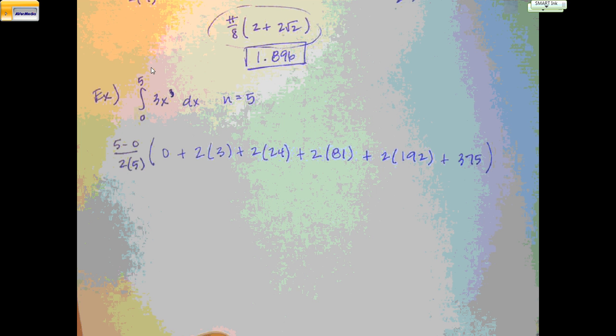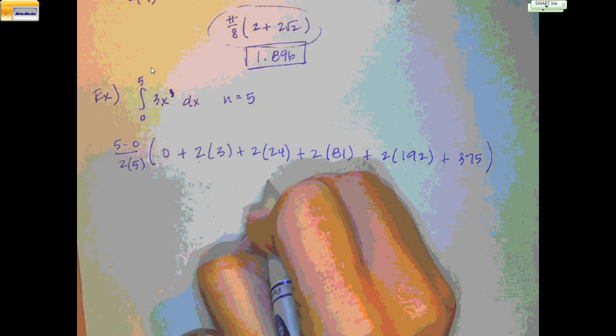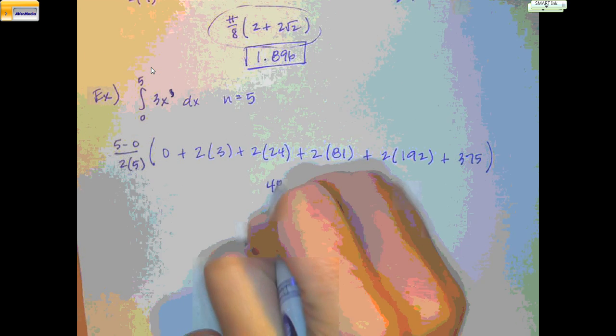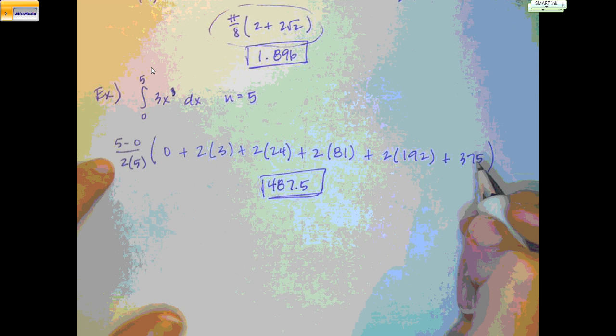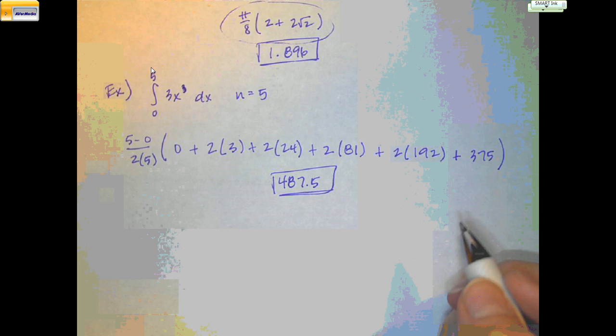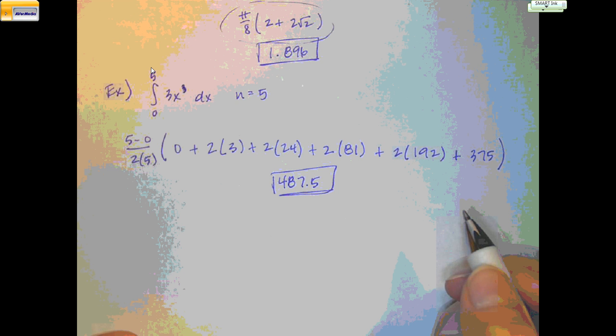Anybody? 975. 487.5. Don't forget, you can't forget to multiply by that half. This little guy over here on the left. So 487.5. Are there any questions of how this is supposed to go?